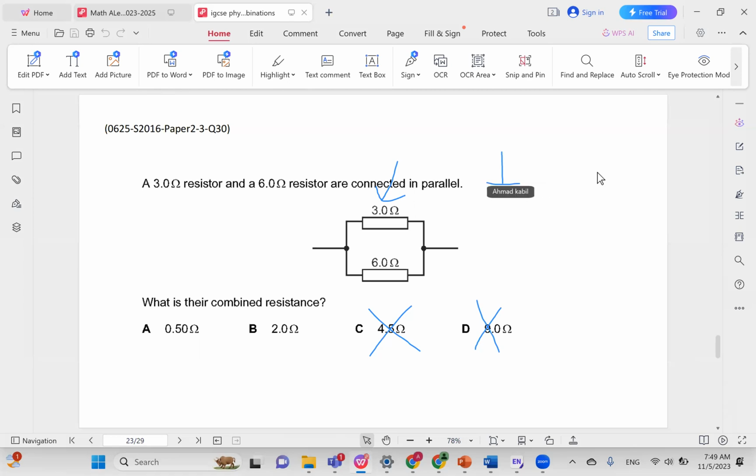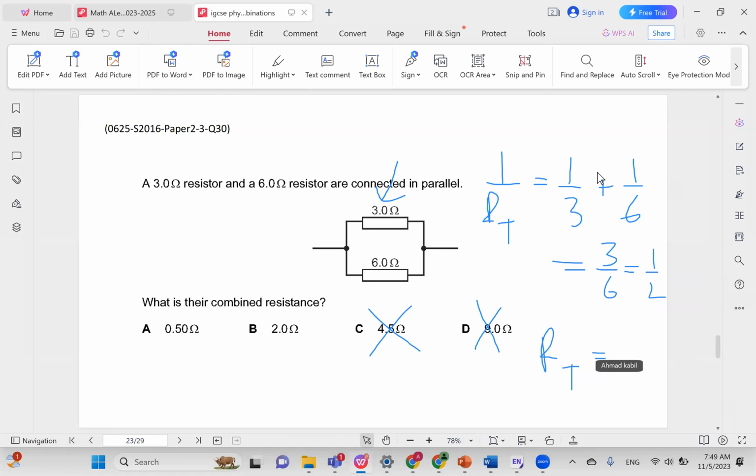So 1 over R total is equal to 1 over 3 plus 1 over 6. And this is equal to 3 over 6, or half. So our total is the inverse of half, which is 2 over 1, which is just 2. So the correct choice here is choice B, 2 ohms.